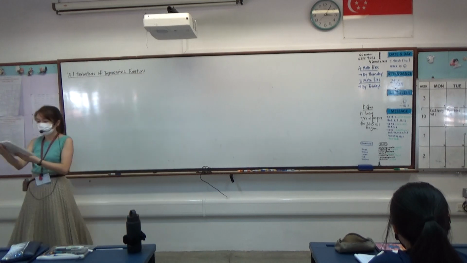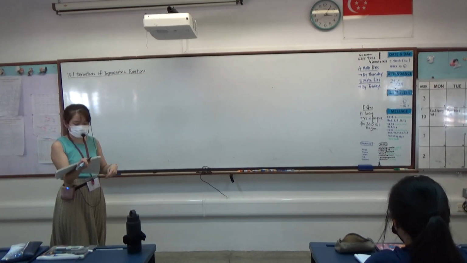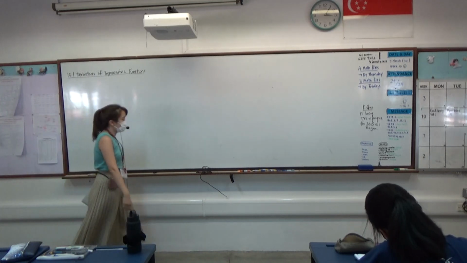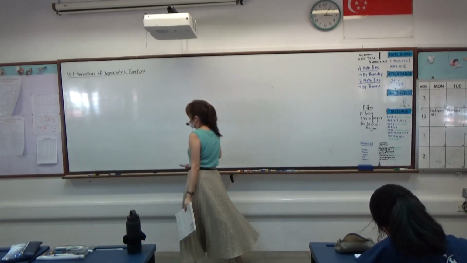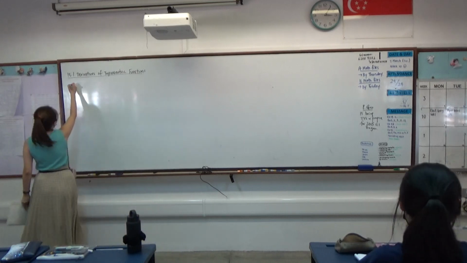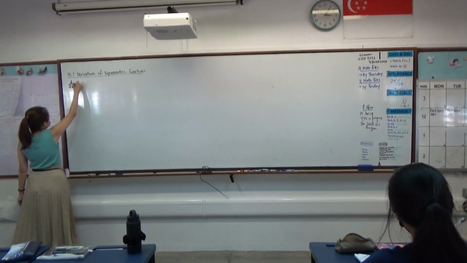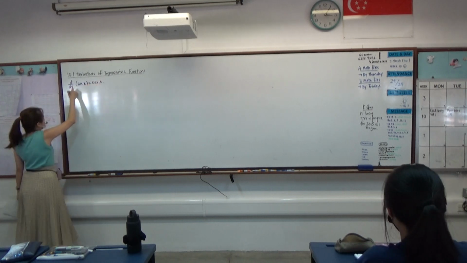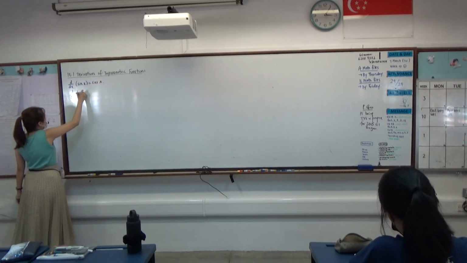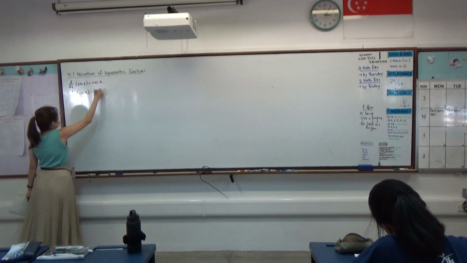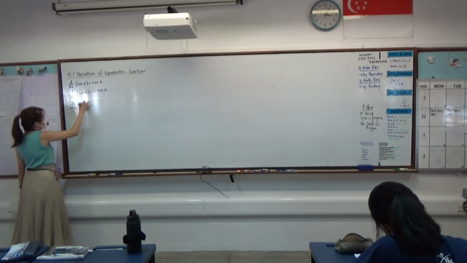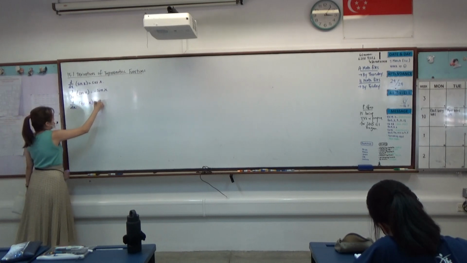Okay, so yesterday we looked at differentiation of trigo functions already. I have gone through with you how sine, cosine and tangent are differentiated. So for sine x it becomes cosine x. For cosine x it becomes negative sine x. While for tangent x it becomes secant square x.